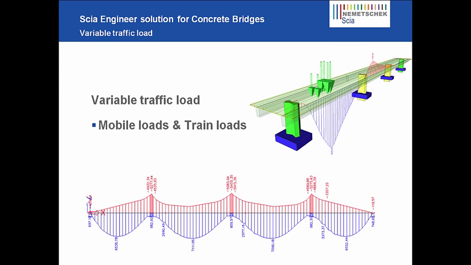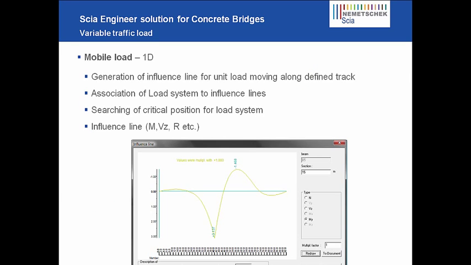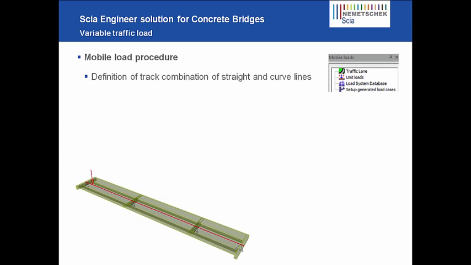The first topic of our webinar will be traffic loads. For the traffic loads, there are two types of functionality in Scia Engineer: the mobile loads and the train loads. The mobile loads work with influence lines, and these influence lines can be used to generate the most critical position for a mobile load on a track. This can be used to search for the critical position of the load system, and it works by means of an influence line. How does this work?